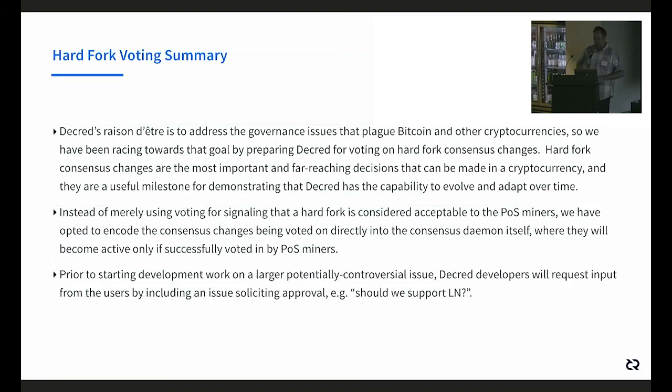And per my previous comments, if there's potentially a large chunk of development work that needs to be done, and we're not sure if the users really want to support it, what we'll do is we'll ask, do you support this before we start the work? And this process will obviously become more refined over time.